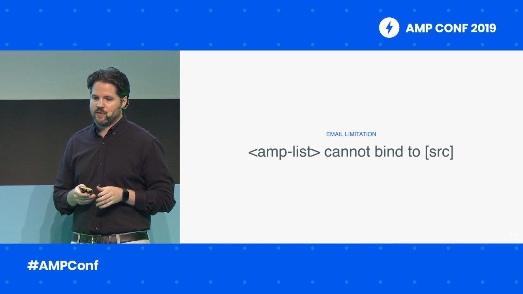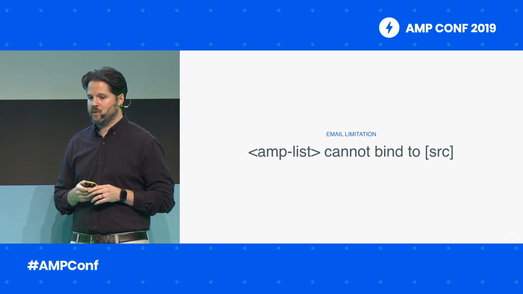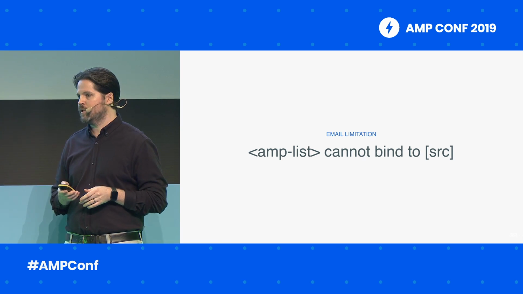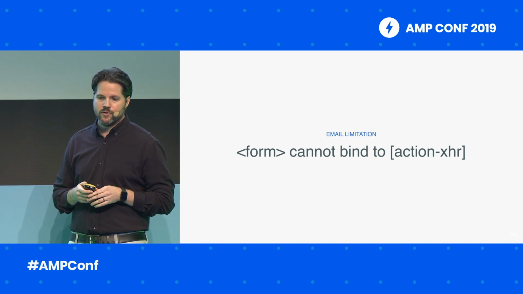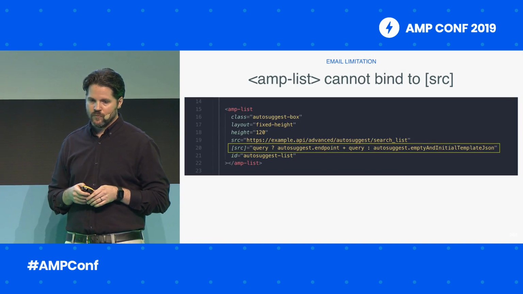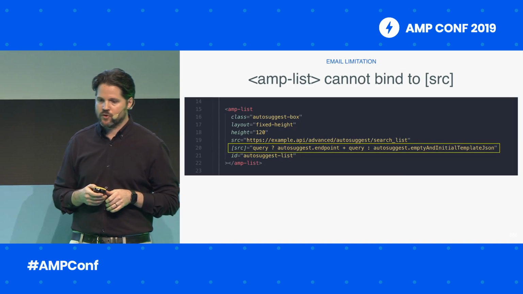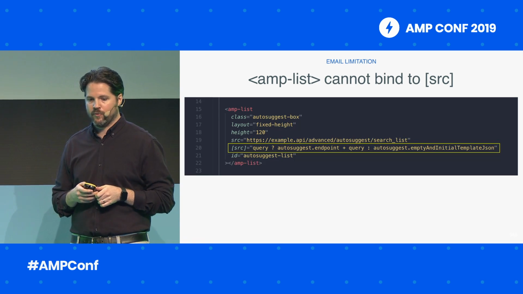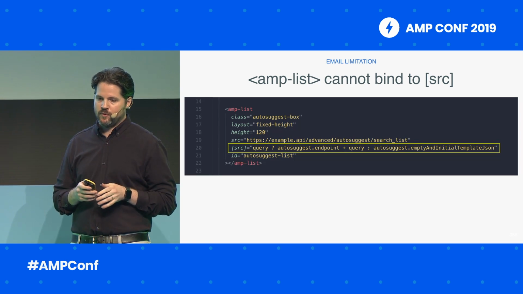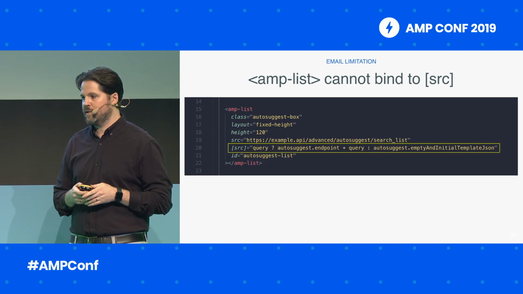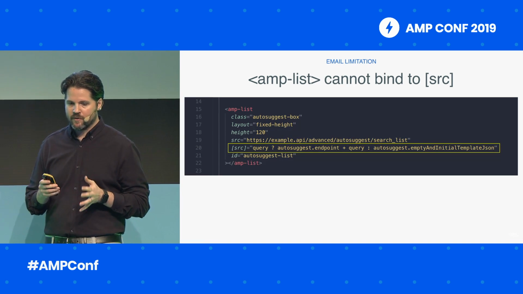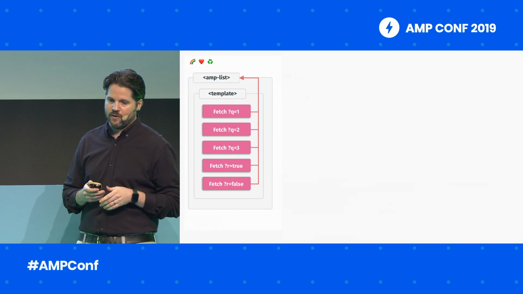First important difference is that the AMP list component does not let you bind to source in an email. Similarly, the form component cannot bind to the action. The ability to set the source attribute is a very powerful AMP feature. But since it's not available in AMP for email, it is safe to say that this is where some of the complexity in your emails might be introduced, in navigating around this limitation.